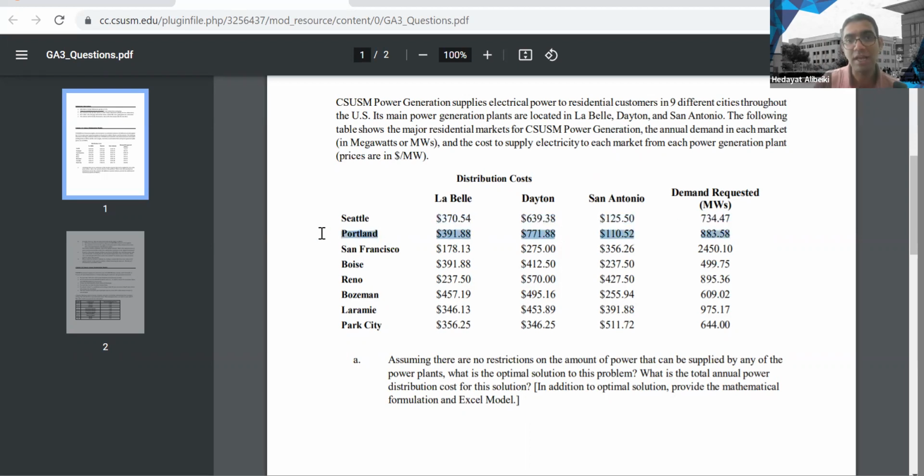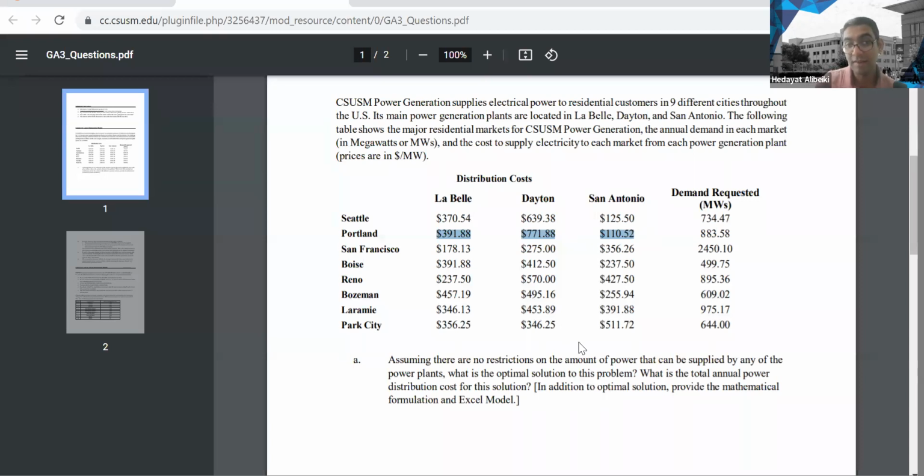So for the next one, Portland, this is the demand. You want to make sure to send at least this much. But which one of these three options, San Antonio, Dayton, or LaBelle, which one of them is the best option for supplying power, electricity actually to Portland? Again, Sam, yes, San Antonio, exactly, yes. Because it's the cheapest among the three and so on and so forth, right?